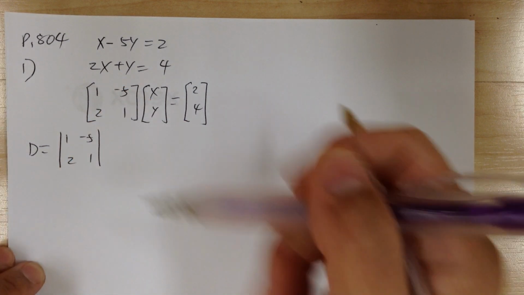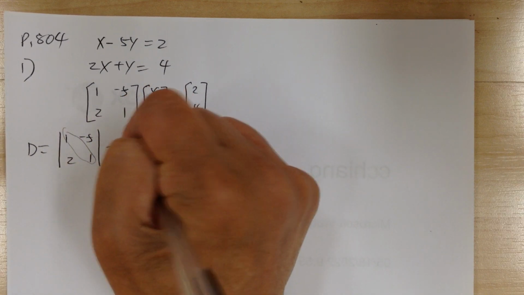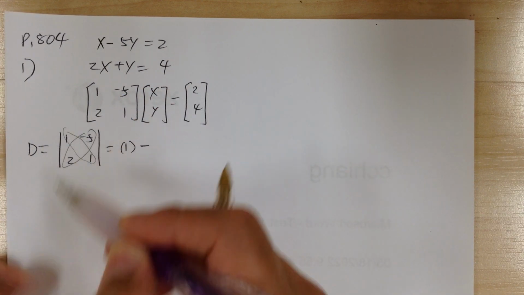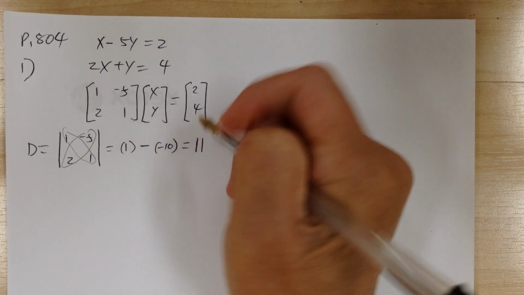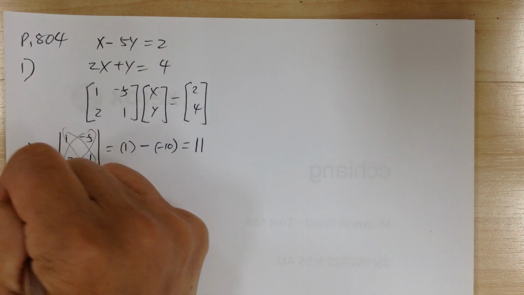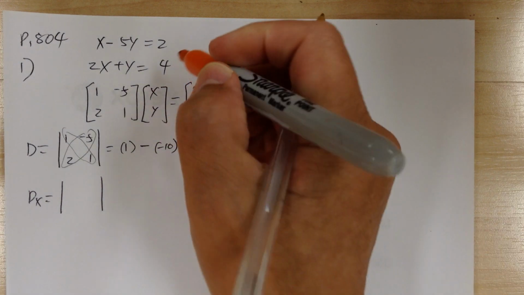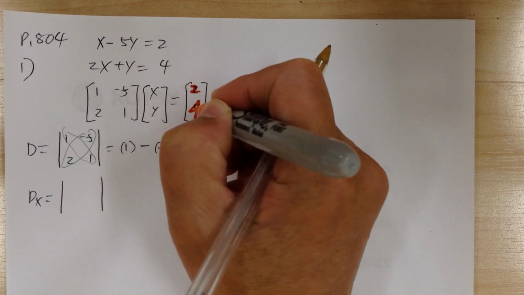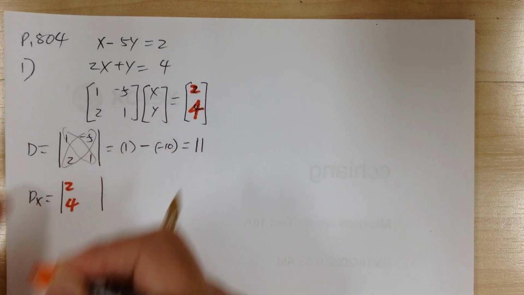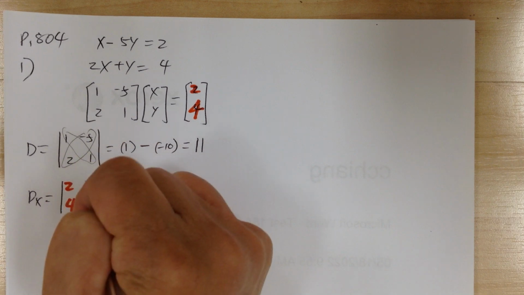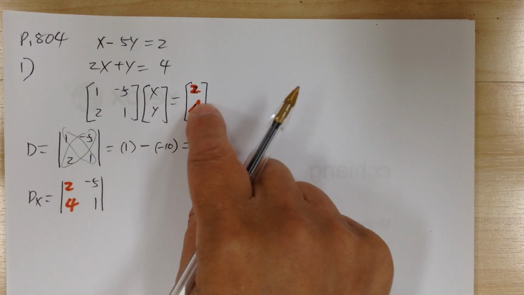Okay, so this one you have to do the diagonals. So this will equal 1 minus negative 10, so this will equal 11. Okay. And after that you have to find Dx. So for Dx, you have to replace the first column, the x column, with the answer matrix. So you're going to get 2, 4, and negative 5, 1. Okay? So again, for Dx, you replace the x column by the answer matrix.